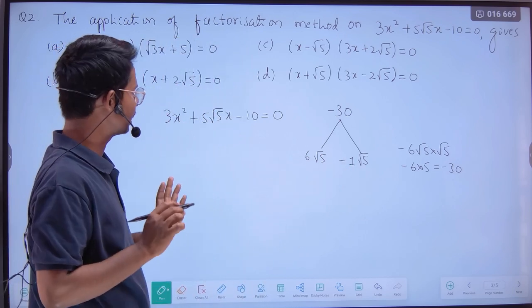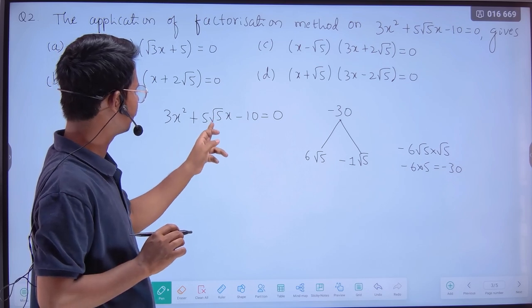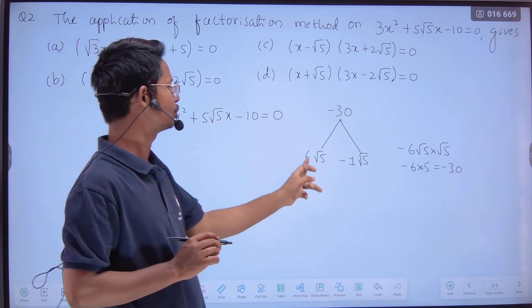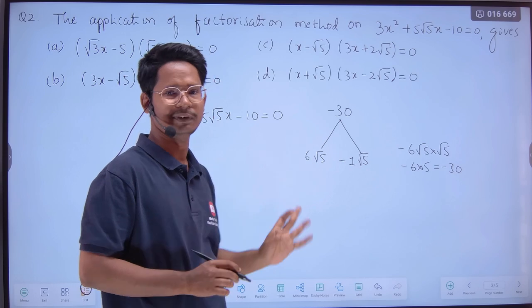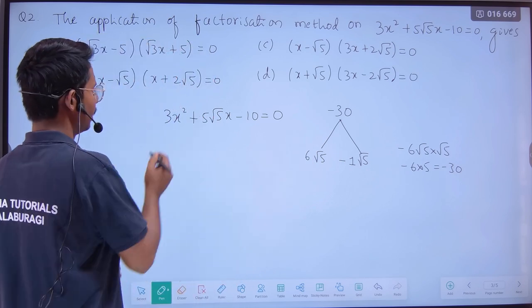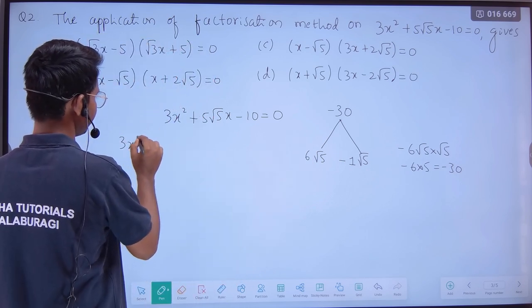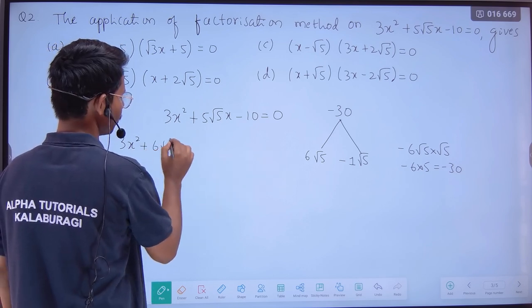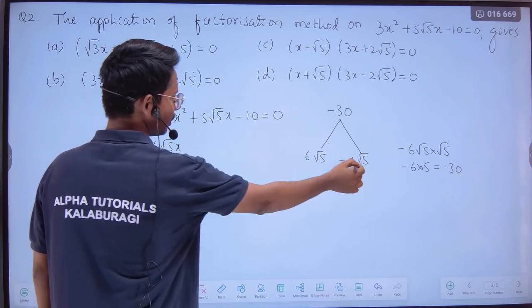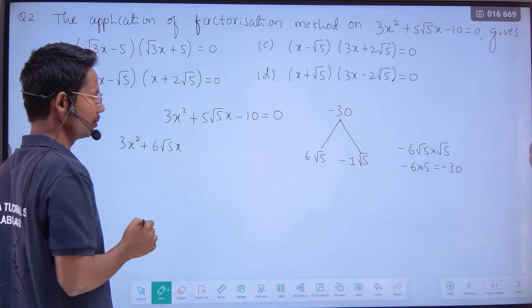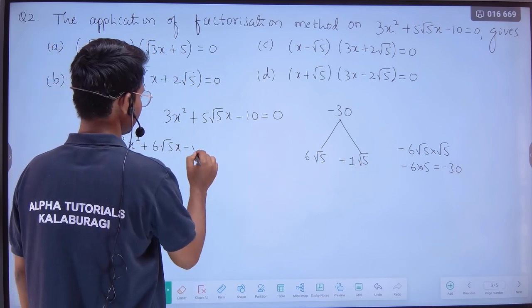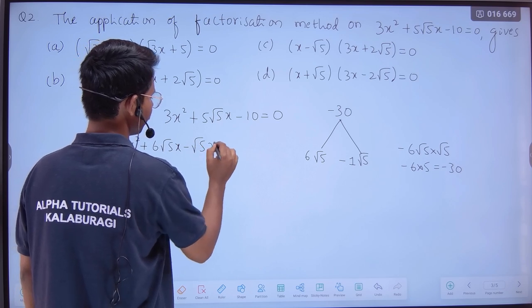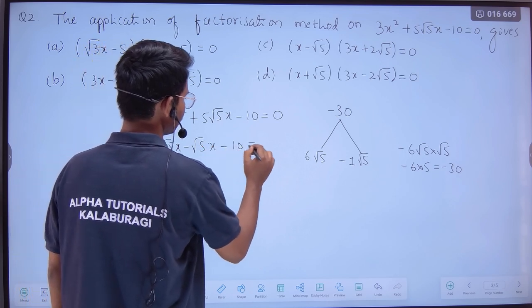So the important step is, in the middle term, if you are getting any root term, that should be present in both the factors. Now we can simplify. So 3x square, in the place of 5 root 5x, I'll write first 6 root 5x. Even you can write minus 1 root 5x here, no problem. Order doesn't matter. Now 1 root 5x means just root 5x minus 10 equal to 0.